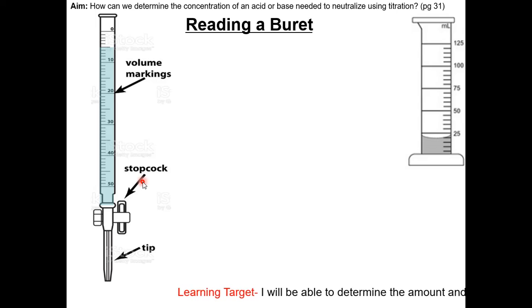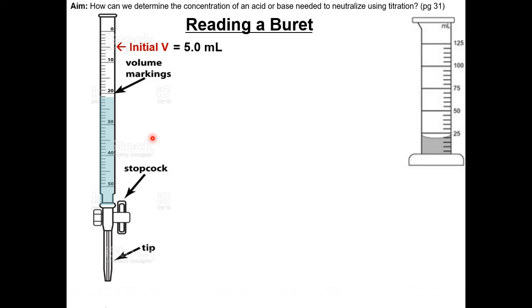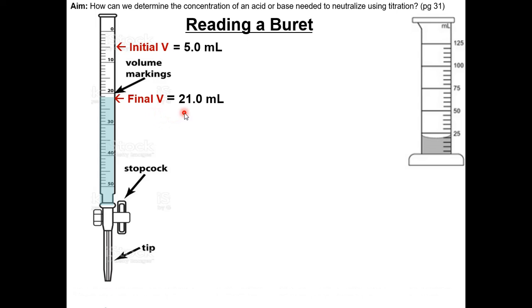To figure out the volume of the titrant that is titrated or flows out the bottom, we need two measurements. The first one is the initial volume. In this example, it is 5 milliliters. Once we record the initial volume, we can open the valve and start titrating. Once you finish titrating, you have to record the final volume. In this example, the final volume is 21 milliliters.